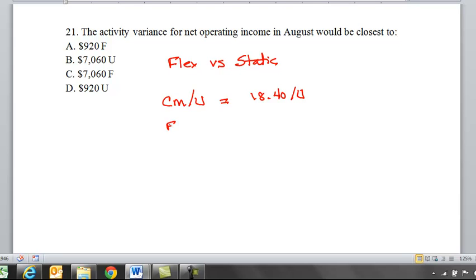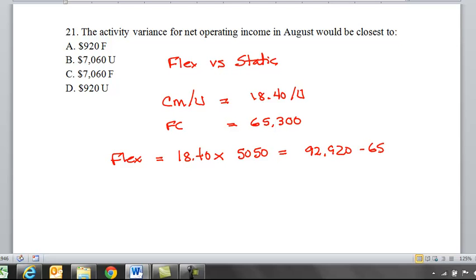We know our total fixed cost is still equal to $65,300. So what we want to do now is look at the flexible budget. That's going to be equal to $18.40, and my flexible budget was 5,050 units. So 5,050 times 18.40 is 92,920, minus my fixed cost, I'm going to get 27,620.